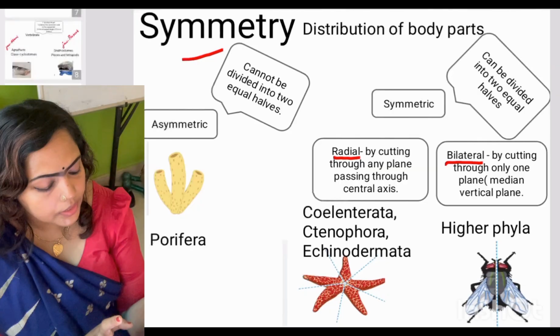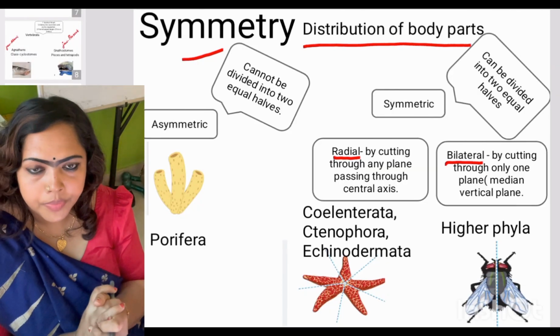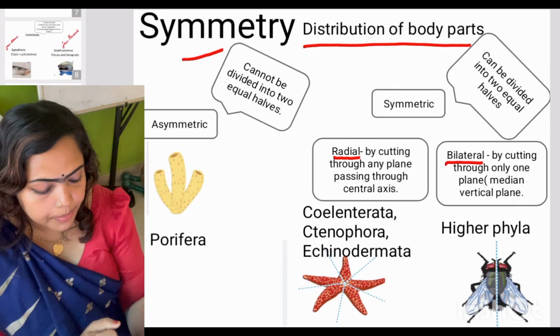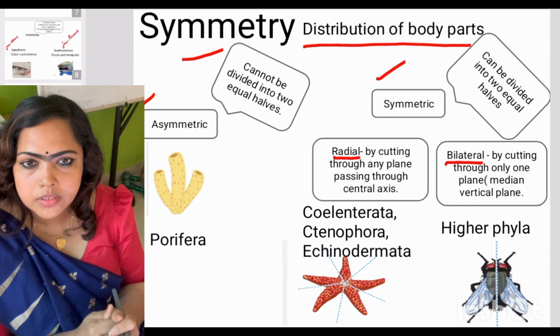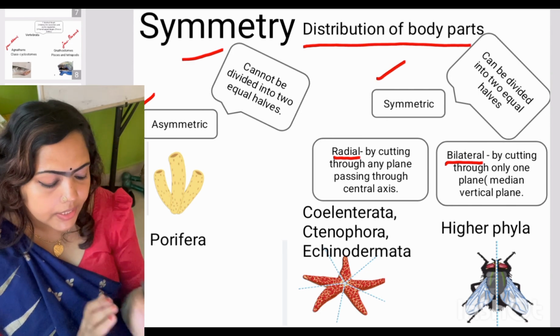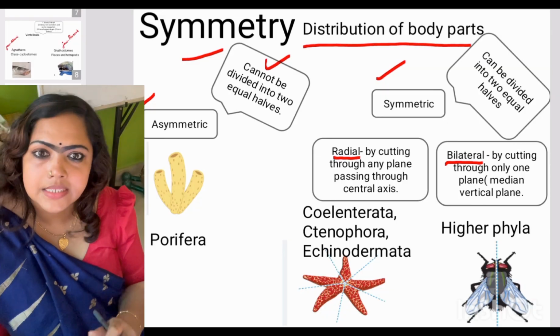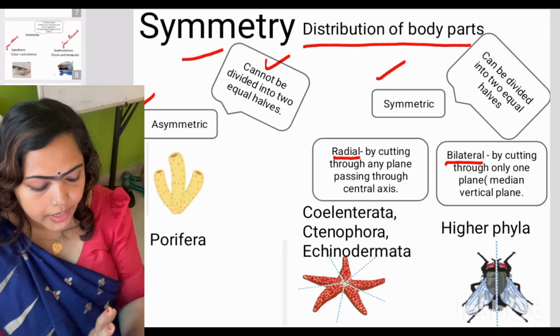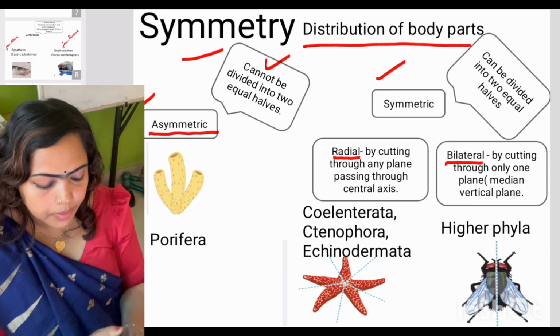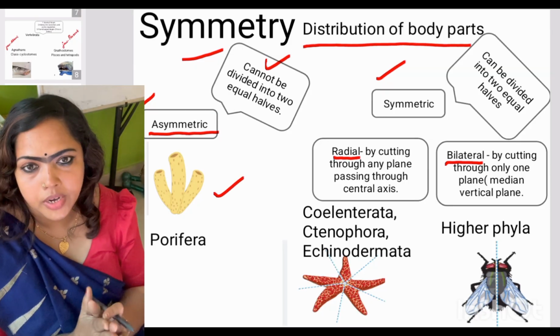Symmetry is actually the distribution of body parts, and it is of two different types, asymmetric and symmetric. If the body cannot be divided into two equal halves at any plane, those organisms are called asymmetrical organisms, and the condition is called asymmetry. Example, sponges, that is the phylum Porifera.